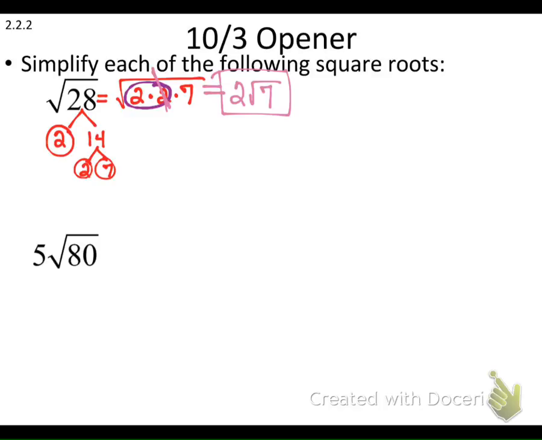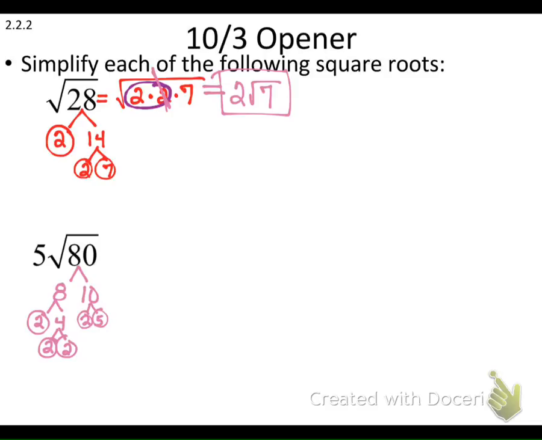So, 80. What times what equals 80? Okay. So then what two numbers can I multiply together to get 8, Quenisha? 2 and 4. Okay. And 2 and 2 for 4. So then we go to our 10, Quenisha. What are your factors for 10? 2 and 5.